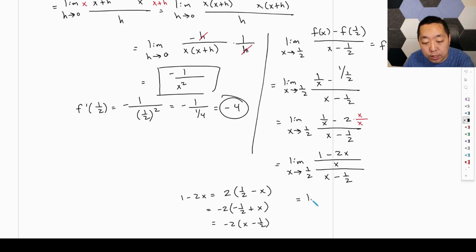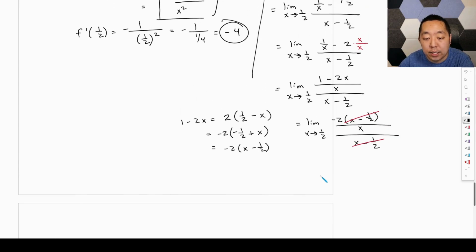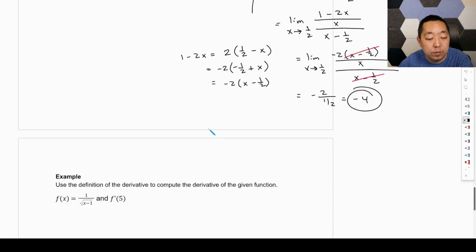So then this guy becomes the limit as x goes to 1/2. This one's a little trickier to see. This is why I don't like this method. It requires some tricky manipulations to get it to work. And then we're dividing by x minus 1/2. And then you can see this will cancel. And so we have negative 2 over x, and then we can plug in 1/2. So it's negative 2 over 1/2, which is going to be negative 4. So a lot longer to get us there versus the straightforward method.